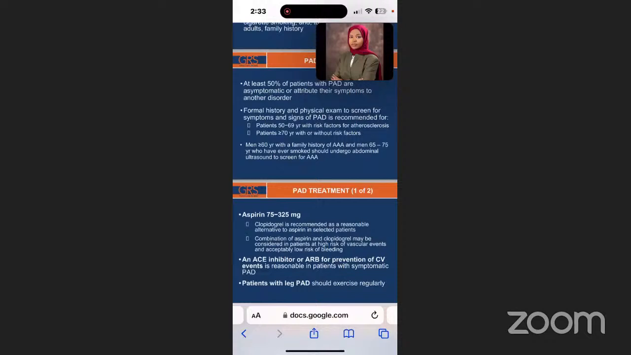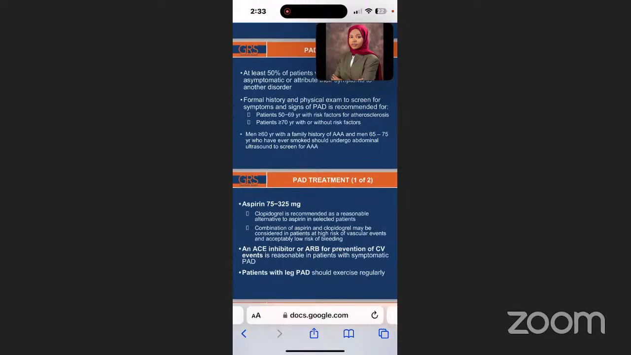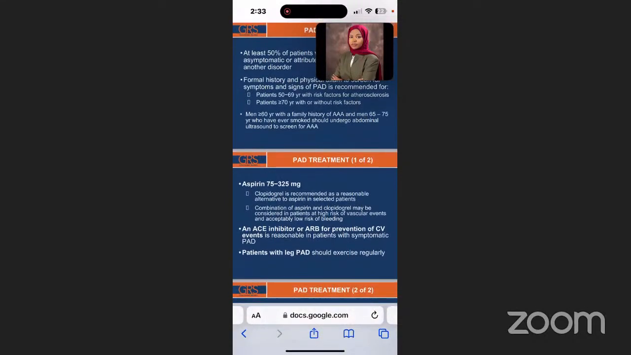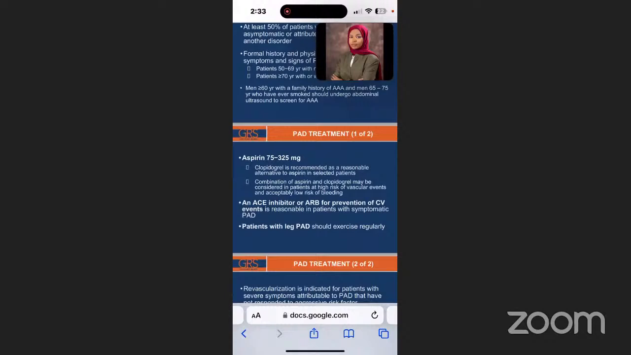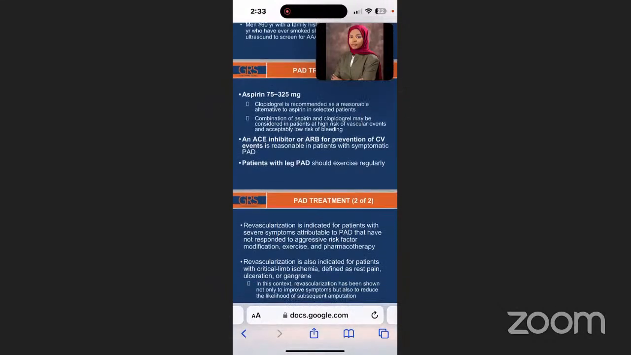Formal history and physical examination to screen for symptoms and signs of peripheral artery disease is recommended for patients 50 to 69 years with risk factors for atherosclerosis, and patients more than 70 years old with or without risk factors. Men above 60 with a family history of abdominal aortic aneurysm, and men 65 to 75 years who have a smoking history, should undergo abdominal ultrasound to screen for abdominal aortic aneurysm.